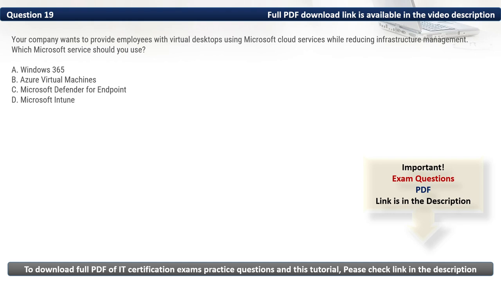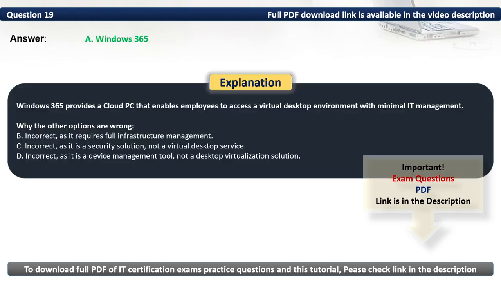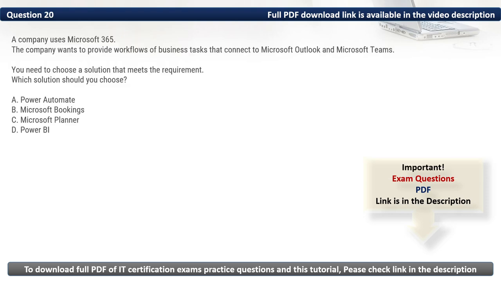As such, the Microsoft service that we should use is Windows 365. Thus, the correct option is A. Windows 365 provides a cloud PC that enables employees to access a virtual desktop environment with minimal IT management. Question 20. Company uses Microsoft 365. The company wants to provide workflows of business tasks that connect to Microsoft Outlook and Microsoft Teams.